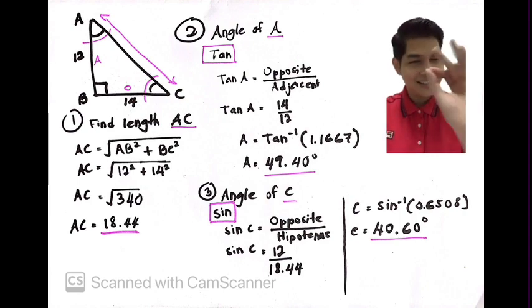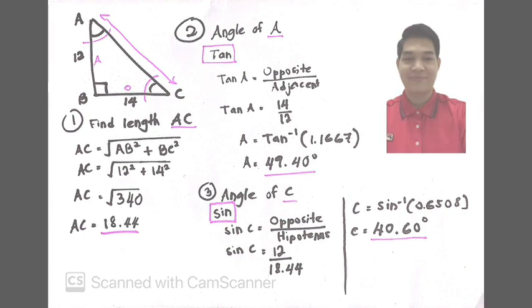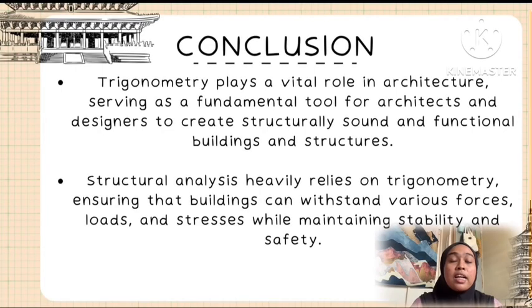For conclusion, trigonometry plays a vital role in architecture, serving as a fundamental tool for architects and also designers to create structurally sound and functional buildings and structures. Structural analysis heavily relies on trigonometry, ensuring that buildings can withstand various forces, loads, and also stresses while maintaining stability and also safety.